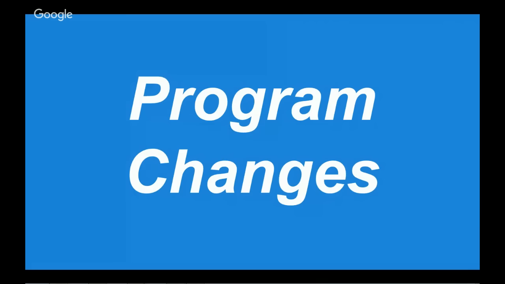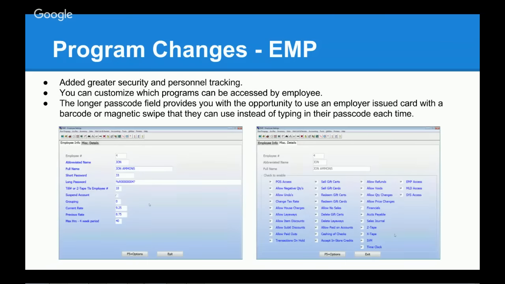The first one that I'm going to go over is our EMP program. We have redesigned it so that you're going to have one place for anything that has to do with employees. You're not having to go to Time sometimes and sometimes go to EMP. You're going to have one place to go. We've added greater security for personnel tracking. You can customize the programs that can be accessed by each employee. We've added some new options down there, so you'll see those on the right side screen. And then on the left side screen, you have a field called Long Password.